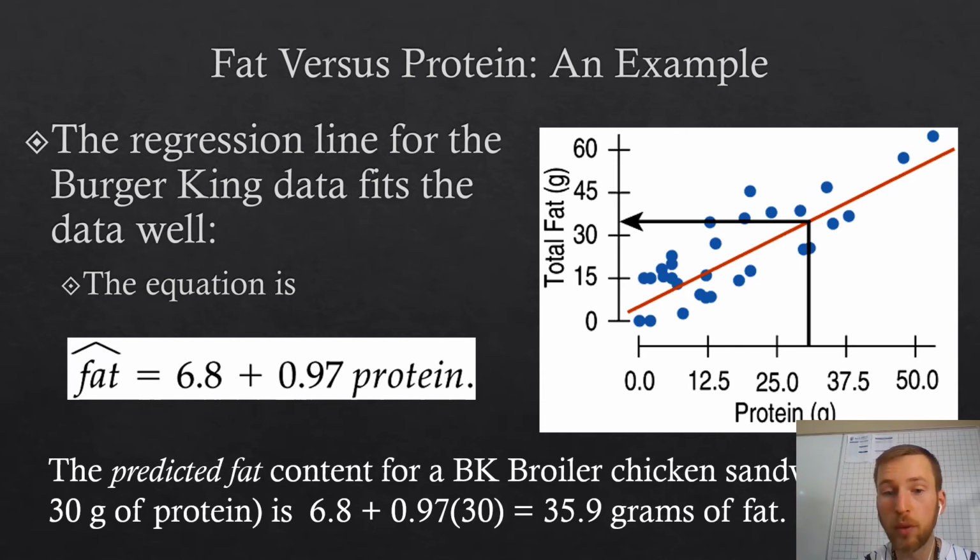So for example, if we were to pick the BK broiler chicken sandwich, which has 30 grams of protein, if we plug that 30 in for protein, we get 6.8 plus 0.97 times 30, and that's equal to 35.9 grams of fat. Okay, so 35.9, that would be our estimate for the grams of fat, but the actual, it turns out, is 25 grams of fat. So again, even though our model looks pretty good, it fits the model pretty well, there's going to be some residuals in many cases.